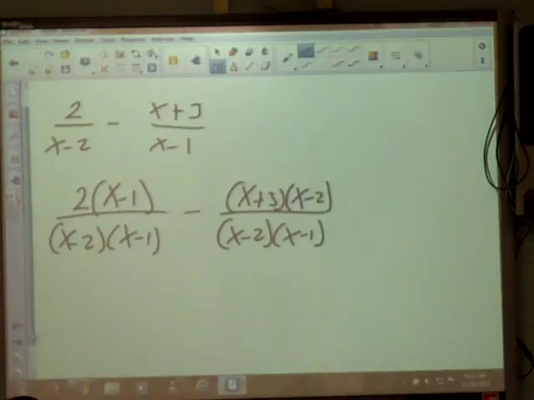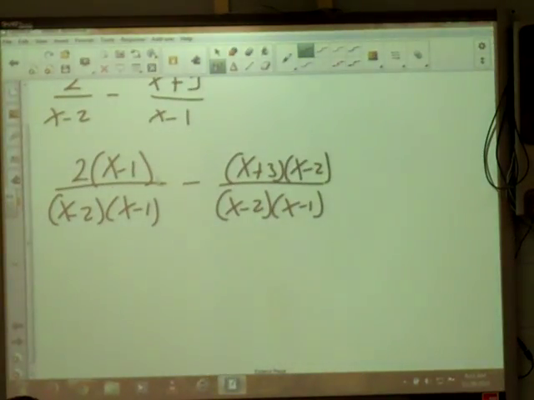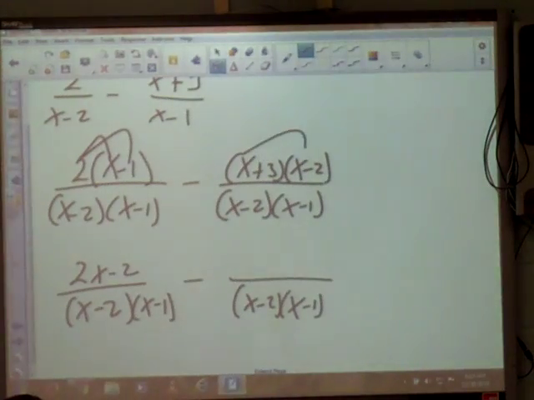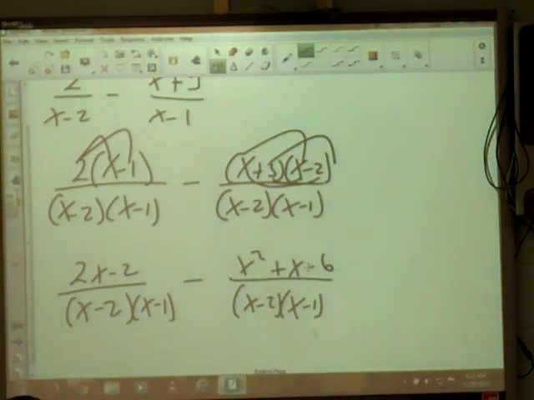Okay? So now, some of y'all have already done it. Now I've got to do some distributing and foiling on top. This will get me 2x minus 2. This one, we'll do it out by the denominator. X squared minus 2x and plus 3x is plus x, and then minus 6.